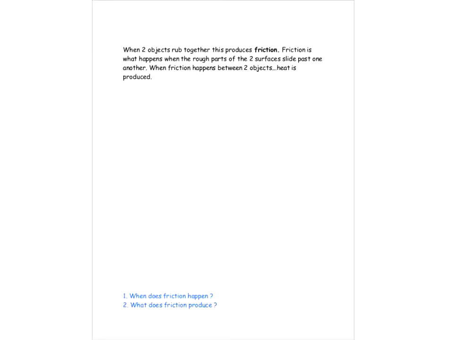It says when two objects rub together, this produces friction. So, for example, if you rub your hands together, you get heat between them caused by friction. So friction is when the rough parts of two surfaces slide past one another. You probably know that in your engine there's friction going on because of the moving parts. So whenever friction happens, as we know, heat is produced as well.